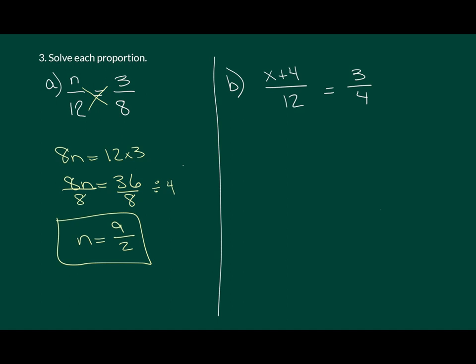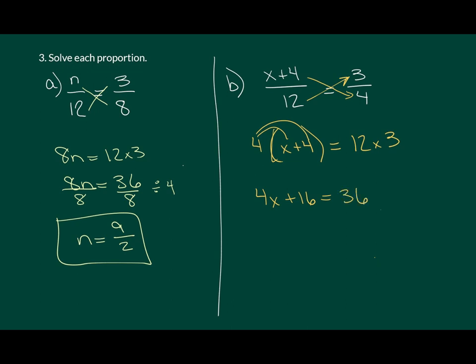In B, I have x plus 4 over 12 equals 3/4. So again, I'm going to cross multiply. I'm going to go 4 times x plus 4 equals 12 times 3. So I'm going to have to use the distributive property here. So I have 4 times x is 4x, and 4 times 4 is a positive 16, and 12 times 3 is 36.